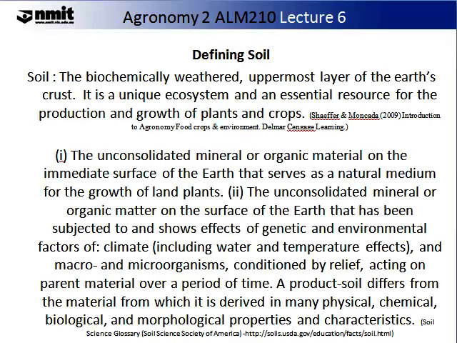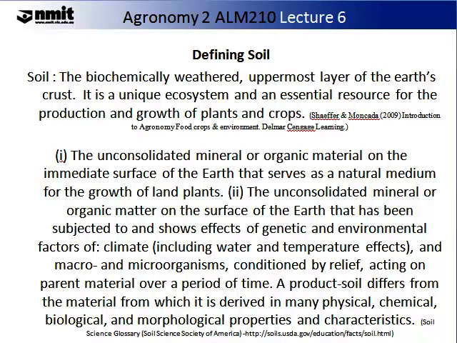So let us start with the basics, a couple of definitions. Soil can be defined as the biochemical weathered uppermost layer of the Earth's crust. It is a unique ecosystem and an essential resource for the production and growth of plants and crops. This definition comes from the Schaefer and Monaco 2009 Introduction to Agronomy, Food, Crops and Environment textbook.